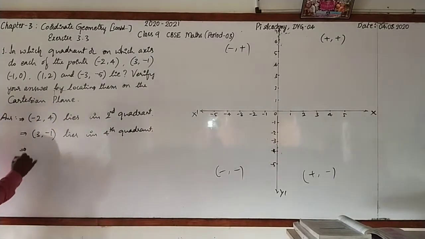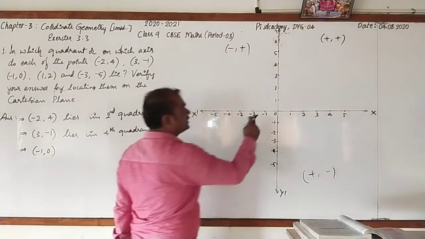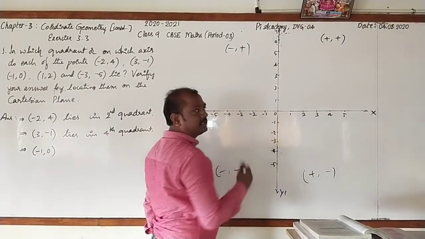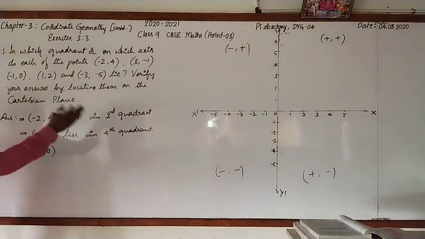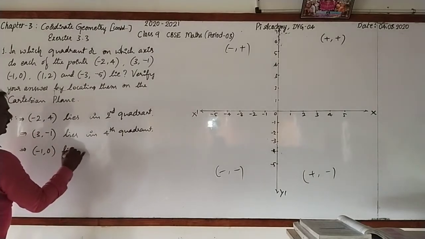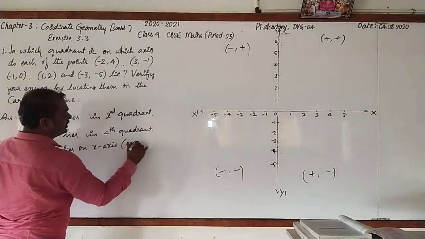Next, the third point is (-1, 0). When x is -1 and y is 0, this is the point where it lies on the x-axis, that too on the negative side. Here I'll write (-1, 0) lies on the x-axis, that is, on the negative side.